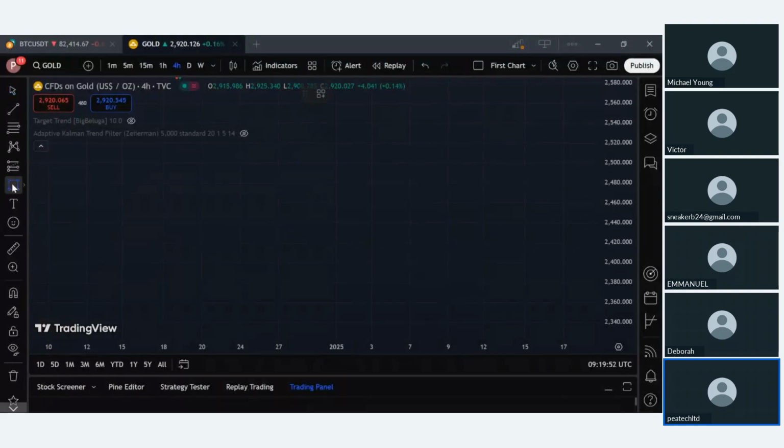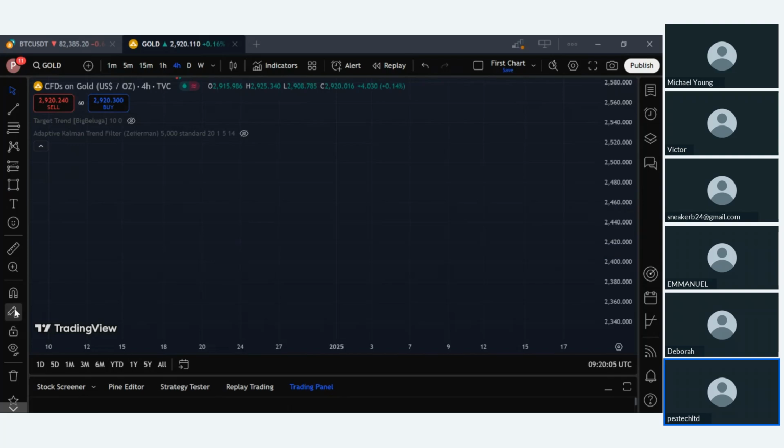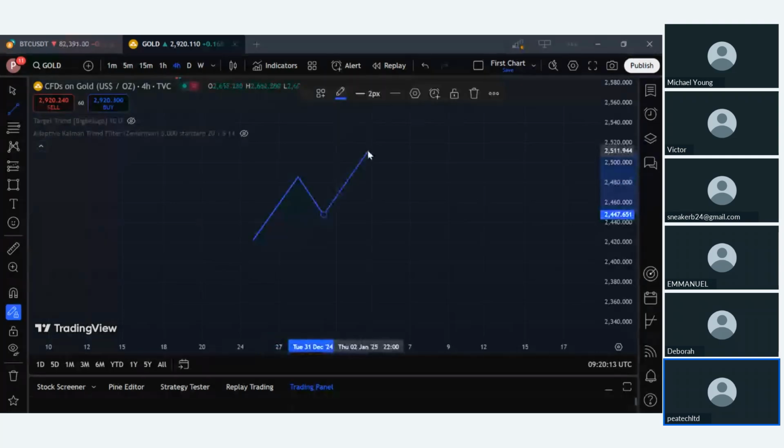Now, if we take a close look, let me draw something for you. So let's say this is our candle. Let's say this is a candle, right? Remember that the market moves in this direction, right? The market moves like this, just like this, right?